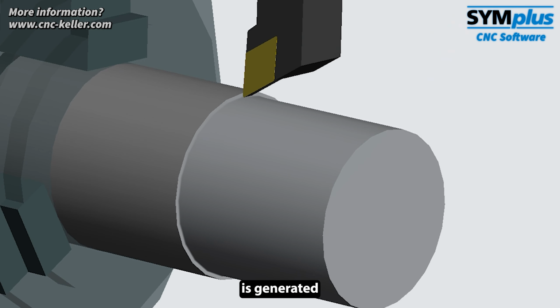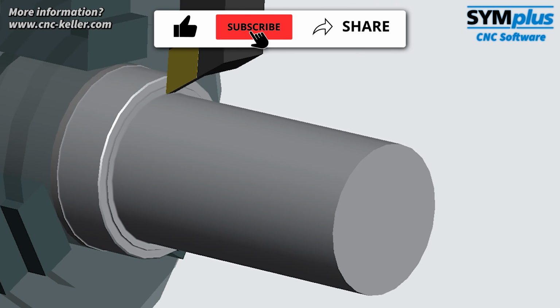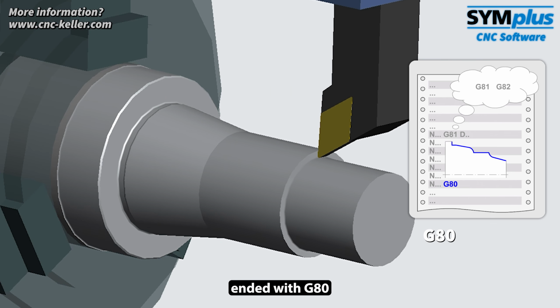The contour is generated through successive X and Z movements with transitions and radii up to the final point in Z. The cycle is ended with G80.